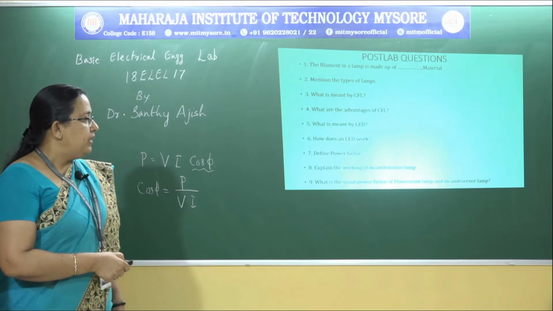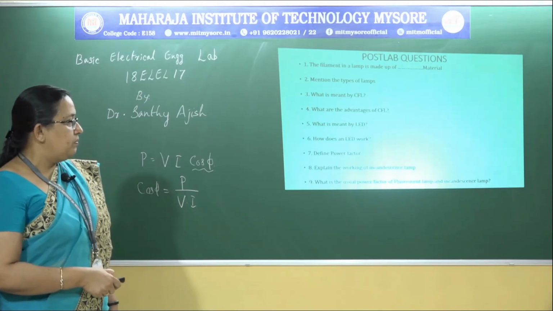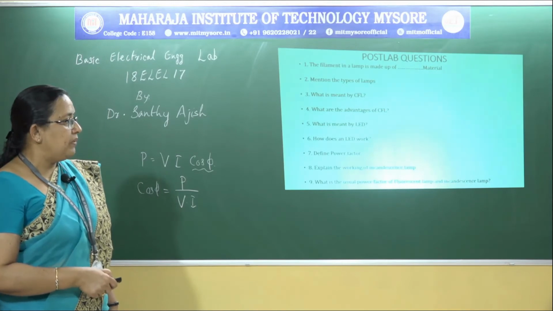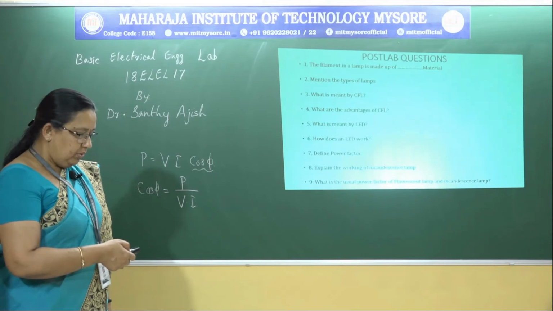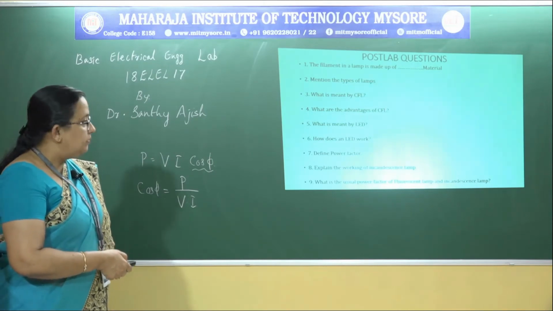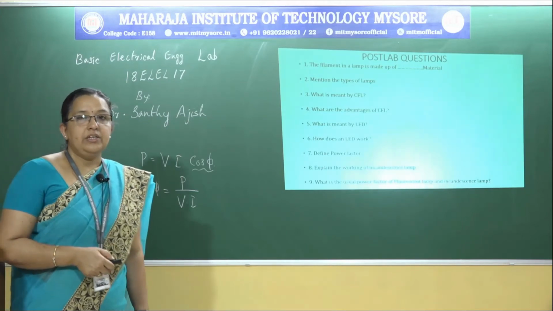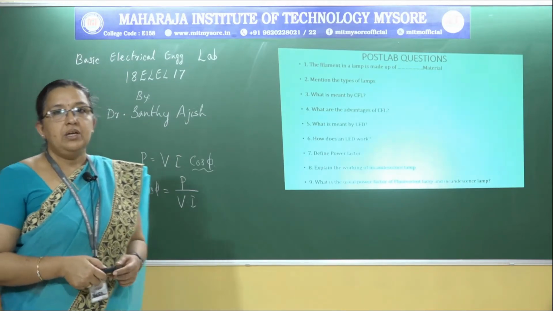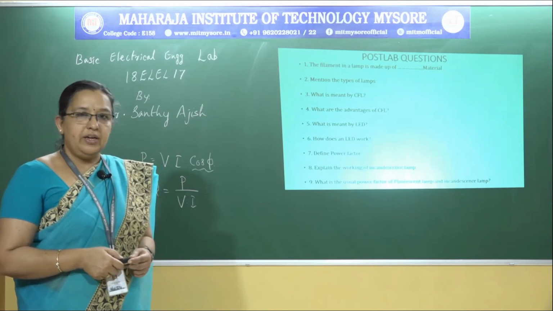Then explain the working of an incandescent lamp, which we have discussed. What is the usual power factor of a fluorescent lamp and incandescent lamp? It is nearly 1. When we do the experiment, you can see the values. So that is about the second experiment. Now we can do the experiment on the kit and tabulate the readings.